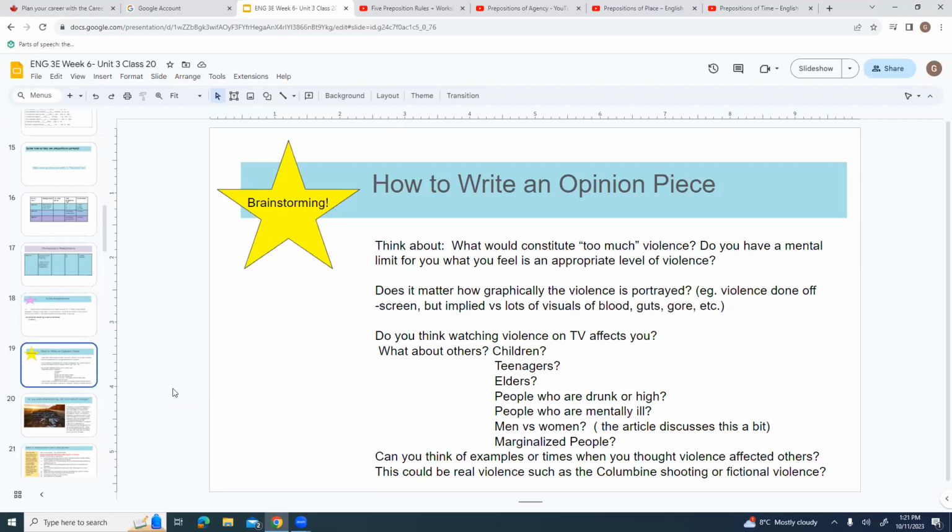Does it matter how graphically the violence is portrayed? For example, if the violence is done off screen, but just implied, or if it's lots of visuals of blood, guts, and gore. I would also say you might want to think about, does it matter what kinds of shows, like who the audience is? Does it matter if there's violence in shows that our children or teens are going to watch? Do you have a differentiation between what you're going to watch versus what the kids are going to watch, whether they're your kids or your niece or nephew or whatever?